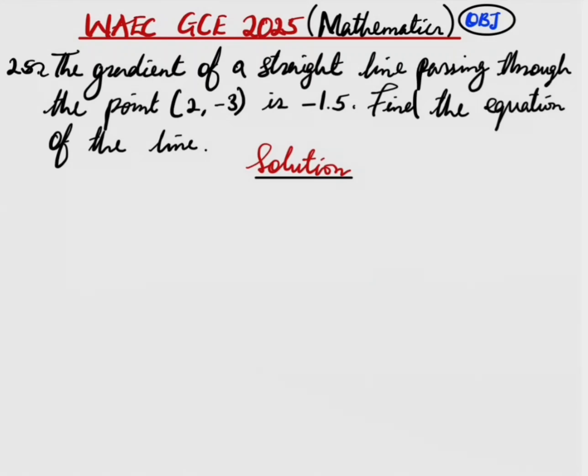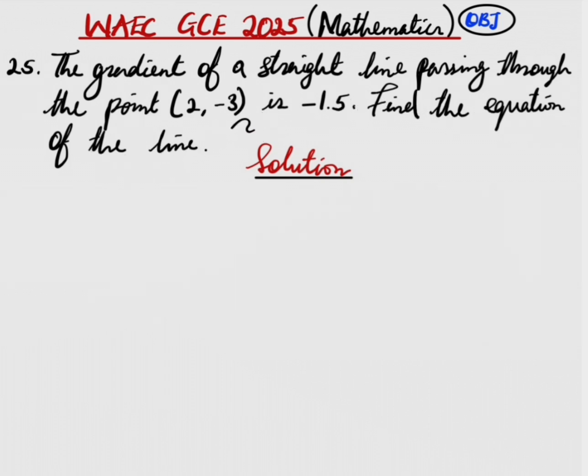Let us consider question number 25 of WAEC GCE 2025 Mathematics Objective Past Question. It reads: the gradient of a straight line passing through the point with coordinates (2, -3) is -1.5. Find the equation of the line.